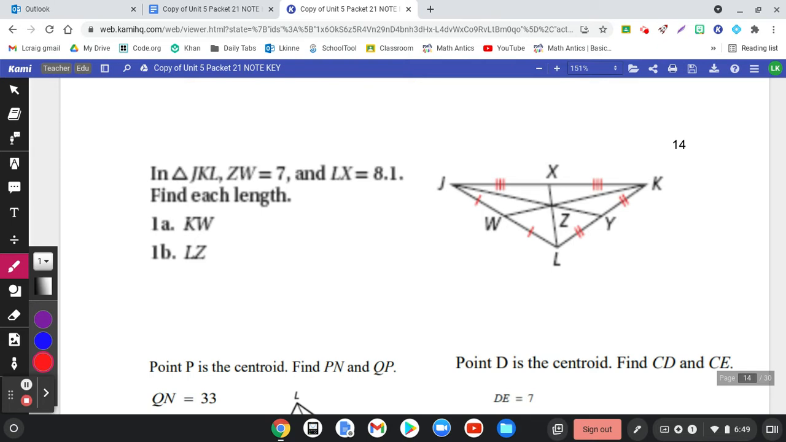All right, so ZW is 7. If you notice, that is a median, right? Because it's cutting this side in half, goes to the vertex. That's the little part, so the big part is 14.